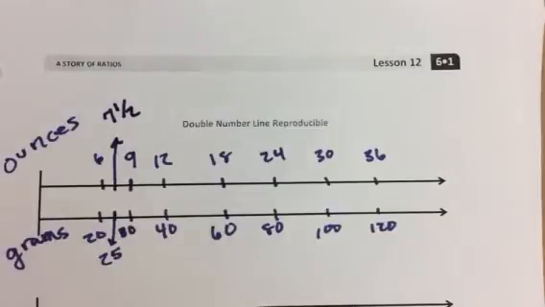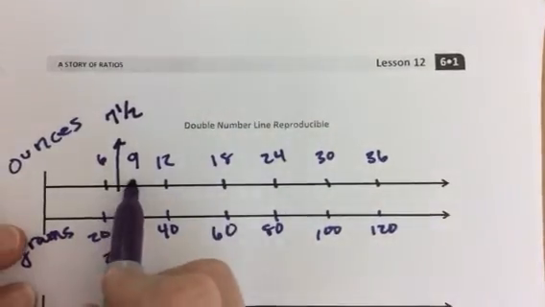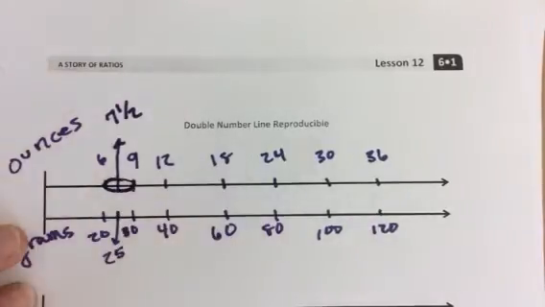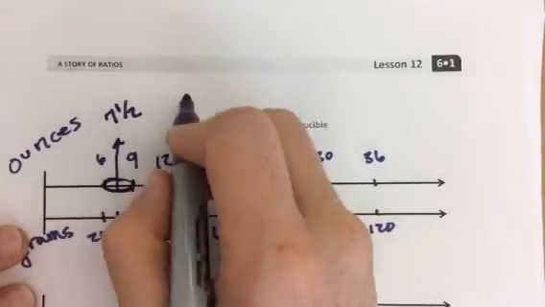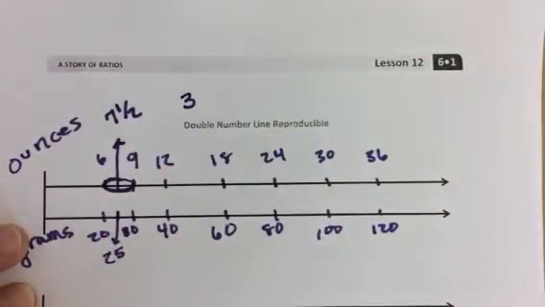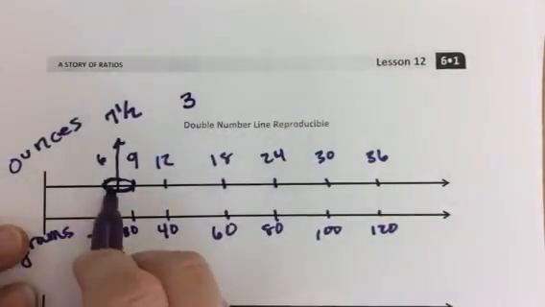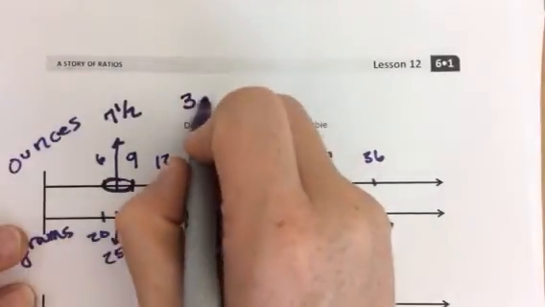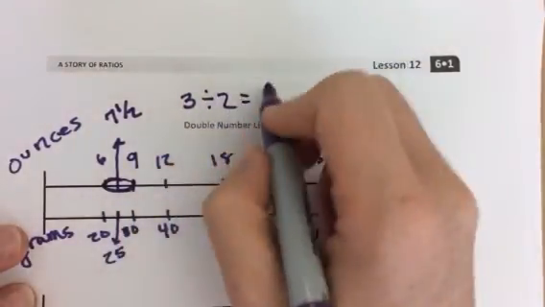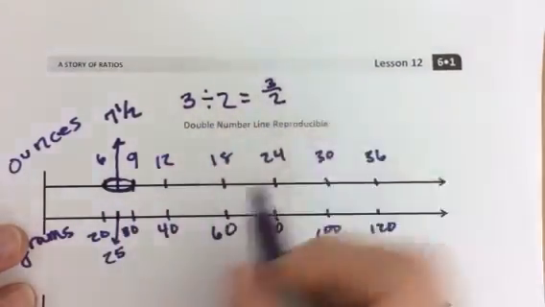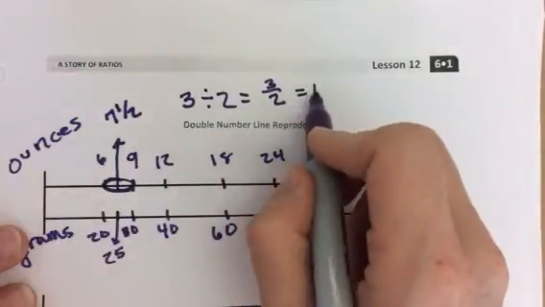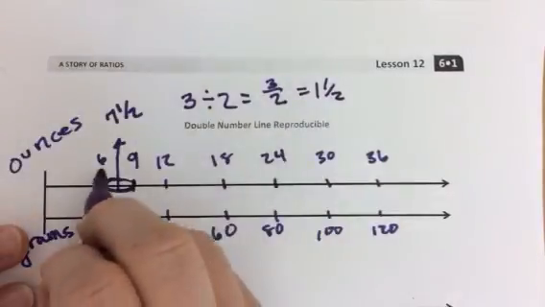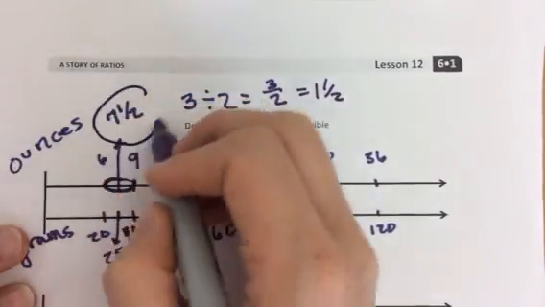If you weren't able to get 7.5 mentally, one of the ways you could do it is determine the difference between 6 and 9. So 9 minus 6 is 3. So we have 3, that is divided into 2 parts. If I divide 3 by 2, that's equal to 3 halves. So what we just determined is that these are increasing by 3 halves, also known as 1.5. 6 plus 1.5 is 7.5 ounces.